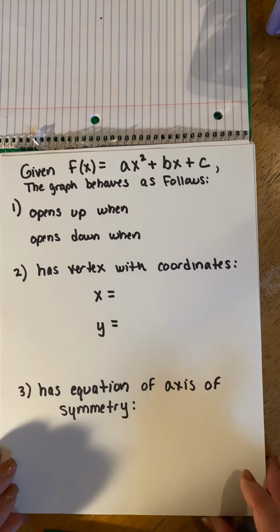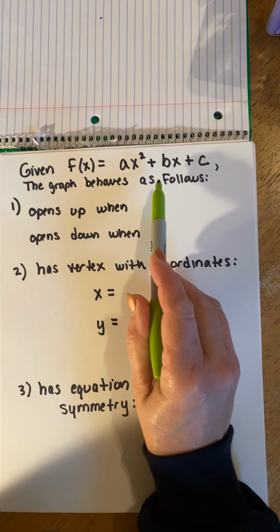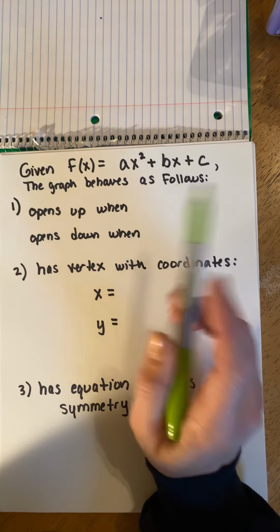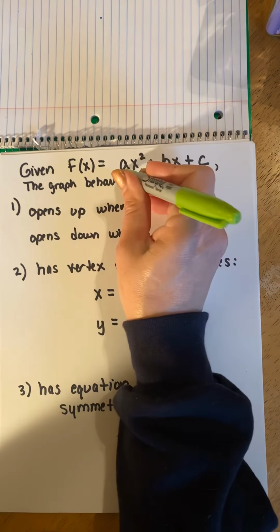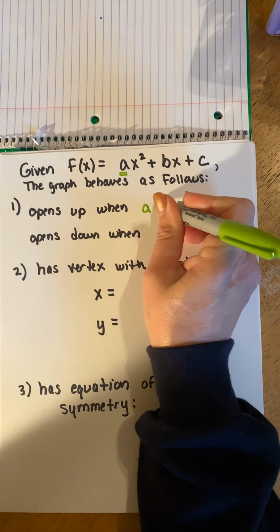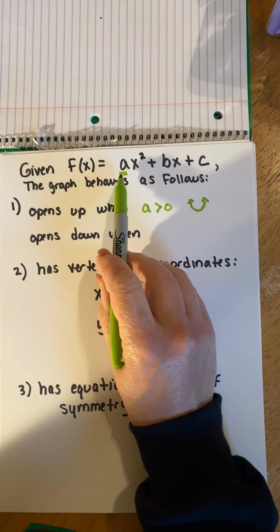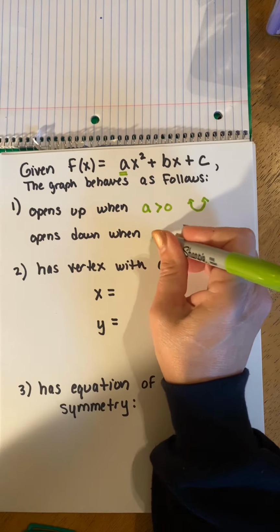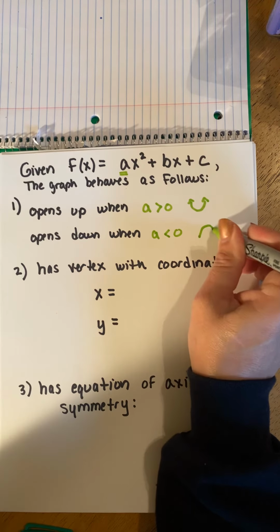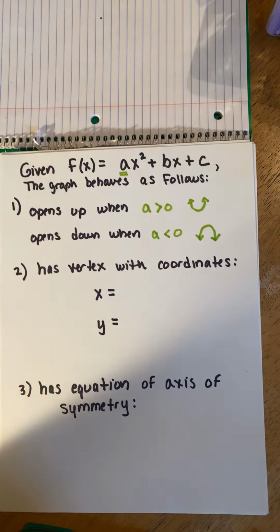All right, so standard form of a quadratic function, ax squared plus bx plus c. The graph behaves as follows. It opens up when your leading coefficient is positive. So the leading coefficient is going to determine if this quadratic function opens up or down, and opens down when your leading coefficient is negative. Now remember, the leading coefficient will never be 0.